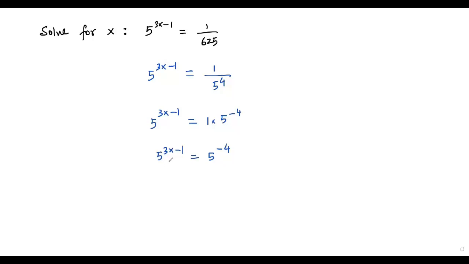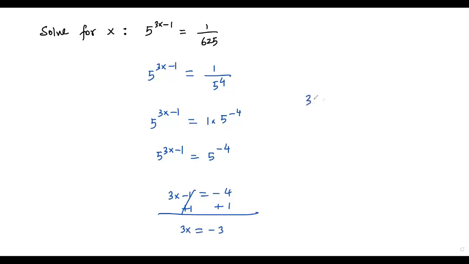Here I have two terms that are equal with the same base 5. Whenever two terms are equal with the same base, we can equate the exponents. So I get 3x minus 1 equals negative 4. Now I have to solve for x in this equation. For that, I'm adding 1 to both sides. When I add 1 to both sides, positive and negative 1 cancel out. I get 3x on the left side. On the right side, combining negative 4 and positive 1 gives negative 3.